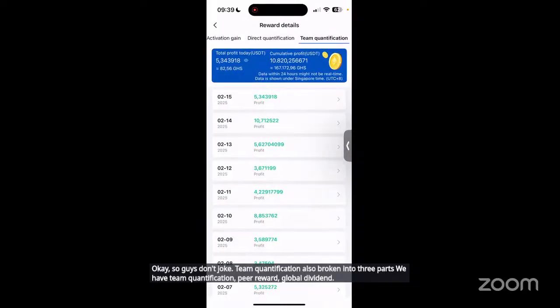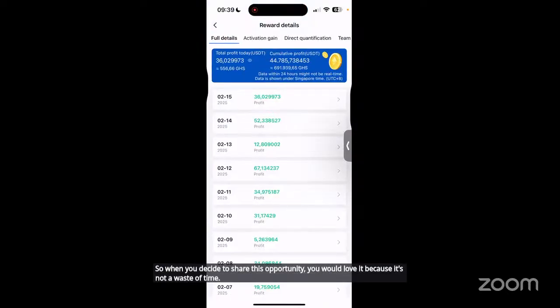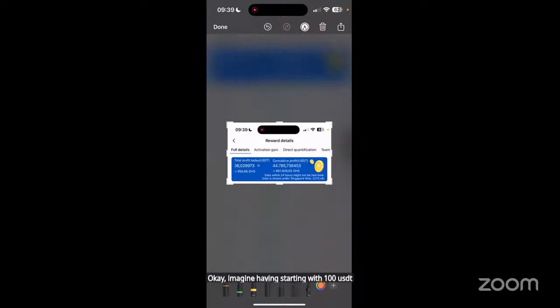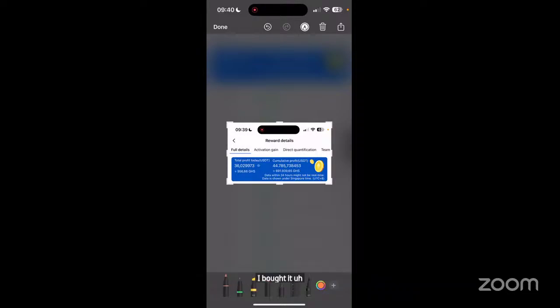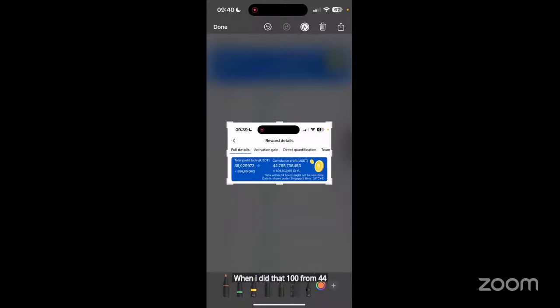So when you decide to share this opportunity, you would love it because it's not a waste of time. Imagine starting with 100 USDT, because I bought the robot when it was 100. Then the following year, I activated for 120. So if 100 USDT was my startup in this business, and I've made 44,785, how much is left? That's a lot of money.